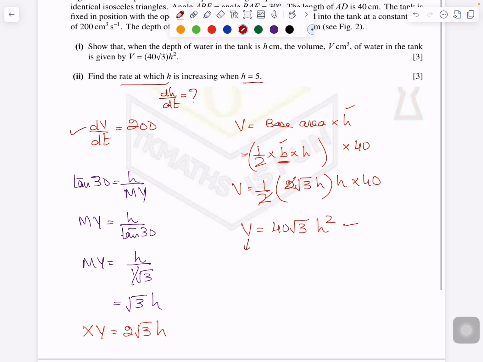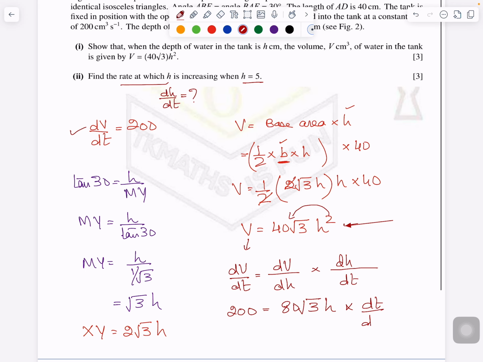V is my subject. So I will write dV over dt. And in the chain rule I have told you the quick method is it is connected with h. So dV over dt is given in the question, 200. dV over dh means you differentiate this. So when you differentiate it, 2 will come here as a multiplier. So it will become 80 root 3 h into dh over dt. This you have to find out. At what instant? When h is 5.